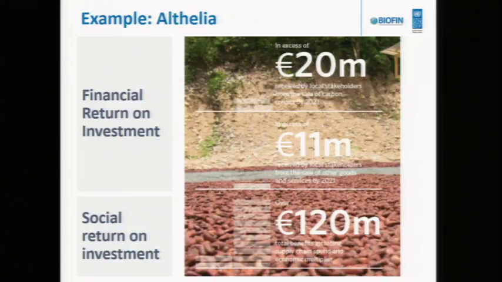So you've got physical products that they're trying to improve the sale of, and you have carbon offsets that they're selling on the market. And then there's a social return on investment, which is this lower number, 120 million euros, which is the total benefits including the supply chain, spending, and economic multipliers.